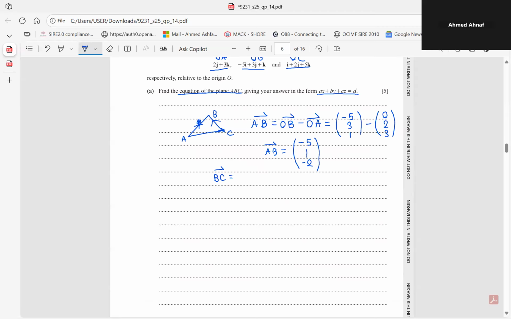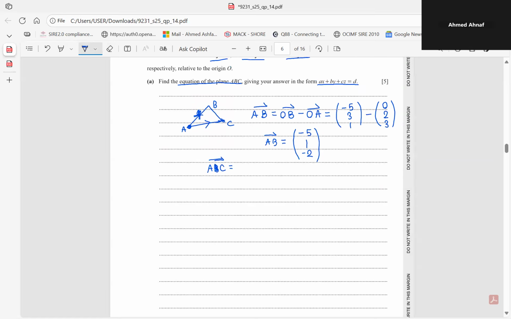So BC, okay, you know what? Let's not take BC, let's find AC instead. Because the one condition for choosing the lines in your plane is that they should be originating from one common point. Okay, yeah, so let's find AC instead.